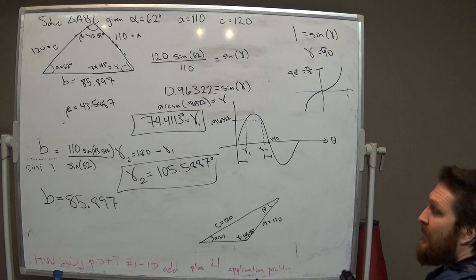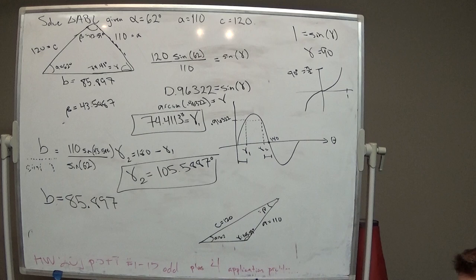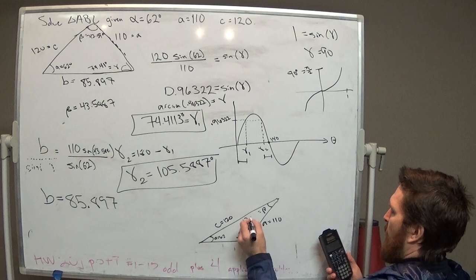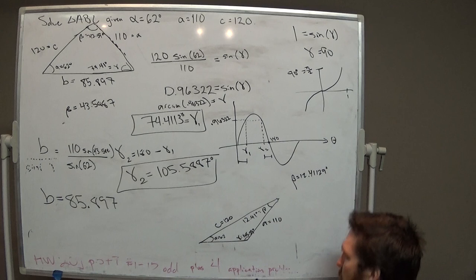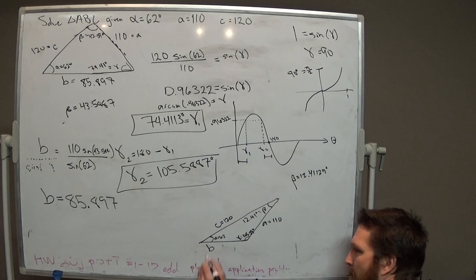So I'm going to get beta, because that's going to be the easiest thing once I have all my angles. As soon as you can get all of your angles, get them. That's 180, minus 62, minus gamma, and I'm not going to type that in. I'm going to go up until I see, oh, there's my gamma, 105.5 blah, blah, and I'll just put that in there, and I get 12.411. So beta is equal to 12.41129. Okay. Now, same thing. The only thing left is to find B.